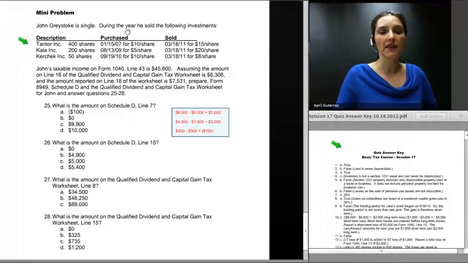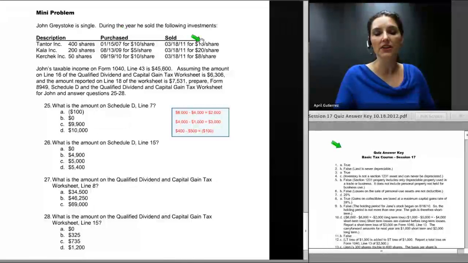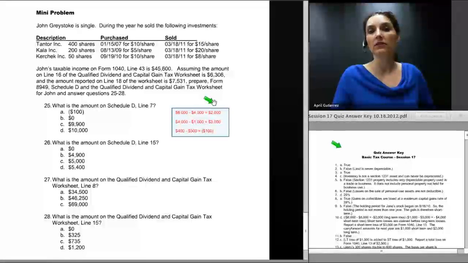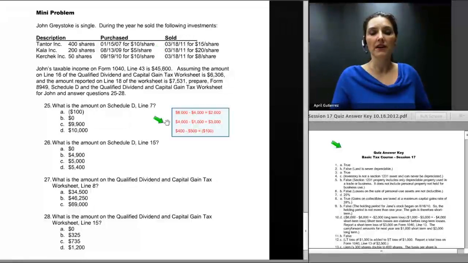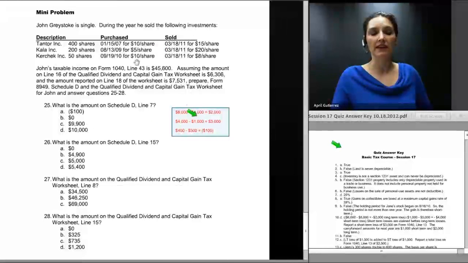Tantor Inc., 400 shares that cost $10 a share. Well, $10 a share times 400, that's a cost basis of $4,000. He sells for $15 a share. That's going to be 15 times 400, or $6,000. So that first transaction is going to be a $6,000 sales price minus a $4,000 cost, for a $2,000 long-term gain. Then for Cala Inc., we have 200 shares costing $5 a share. That gives us a cost basis for those shares of $1,000. He sells for $20 a share. 20 times 200 is $4,000. So $4,000 minus $1,000 is a $3,000 long-term gain on Cala Inc.